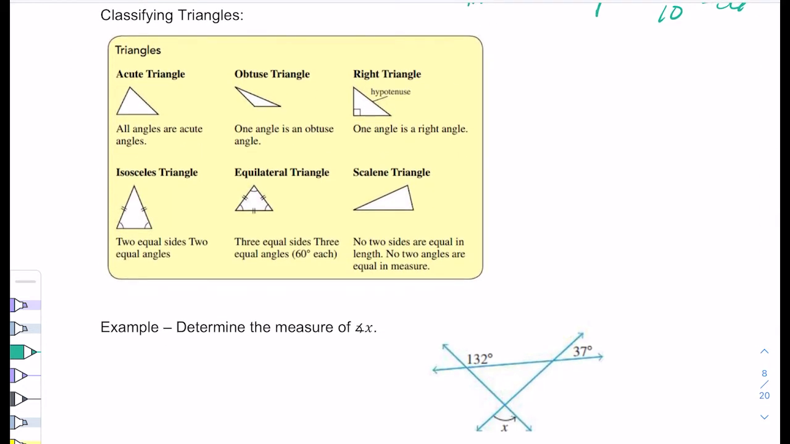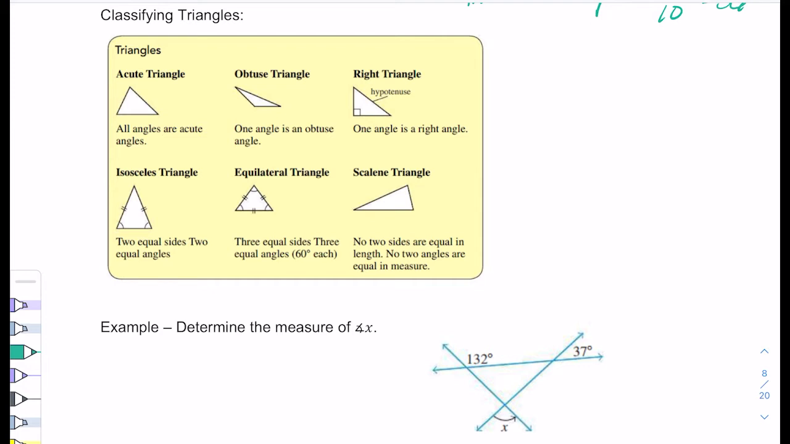There's different ways to classify triangles. So triangles really have like a first and last name, kind of like people do. You can name them by their angles and by their sides. So a triangle that has all acute angles, remember acute means less than 90, is called an acute triangle. A triangle that has one obtuse angle, remember that an obtuse angle is an angle bigger than 90 but less than 180, that's called an obtuse triangle.